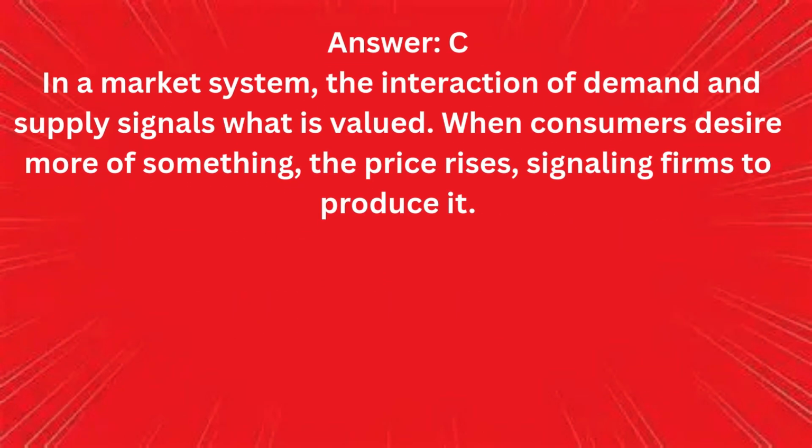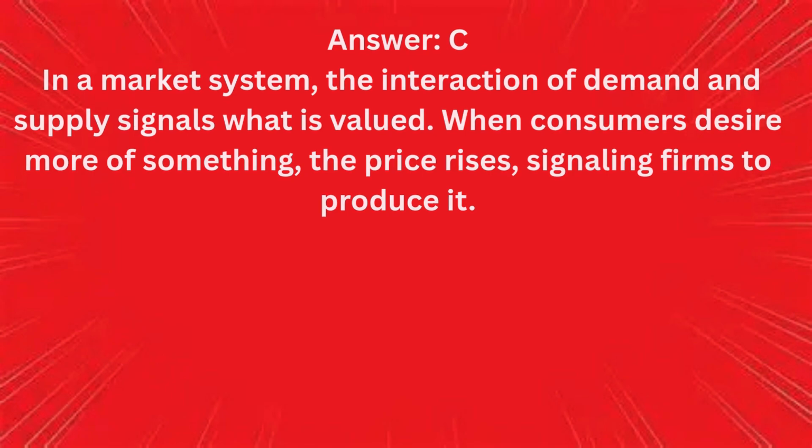Answer. C. In a market system, the interaction of demand and supply signals what is valued. When consumers desire more of something, the price rises, signaling firms to produce it.